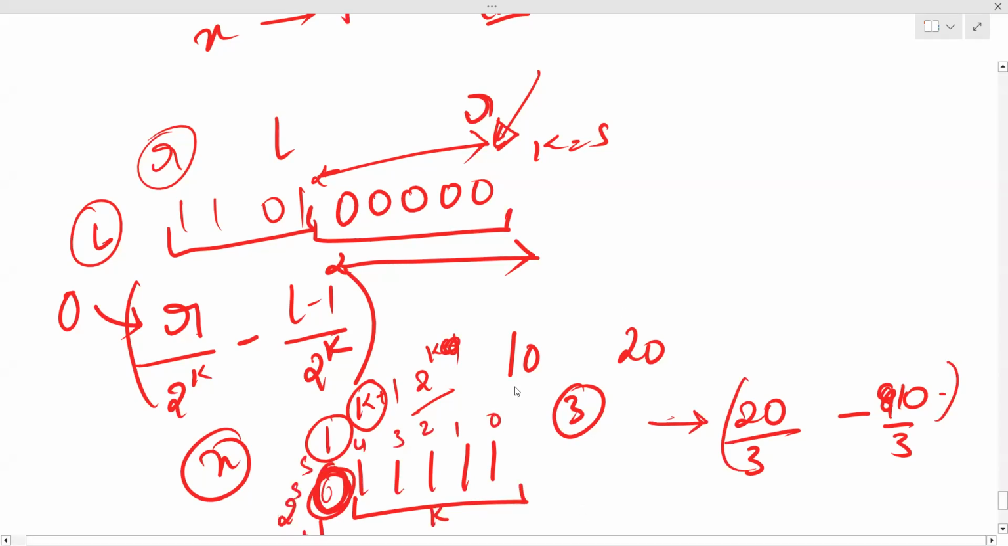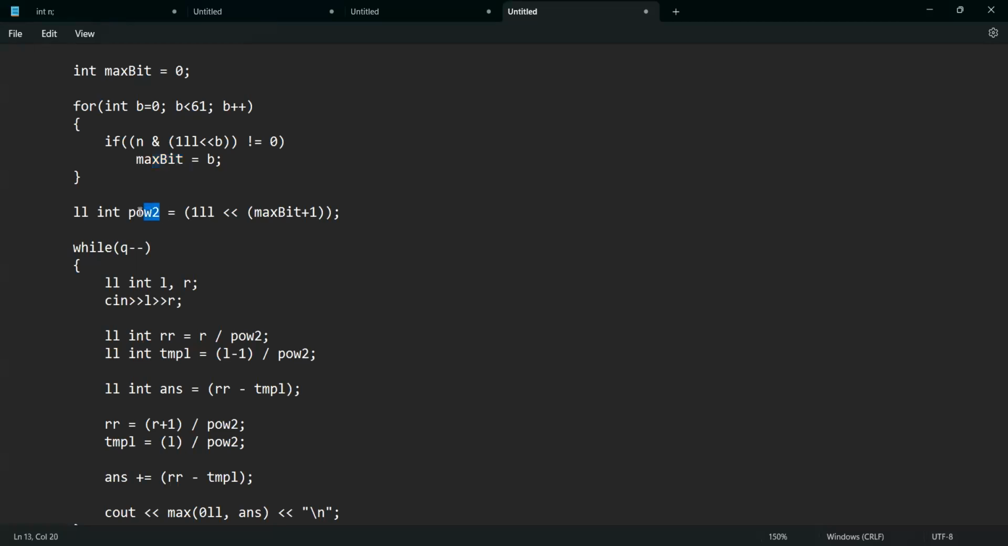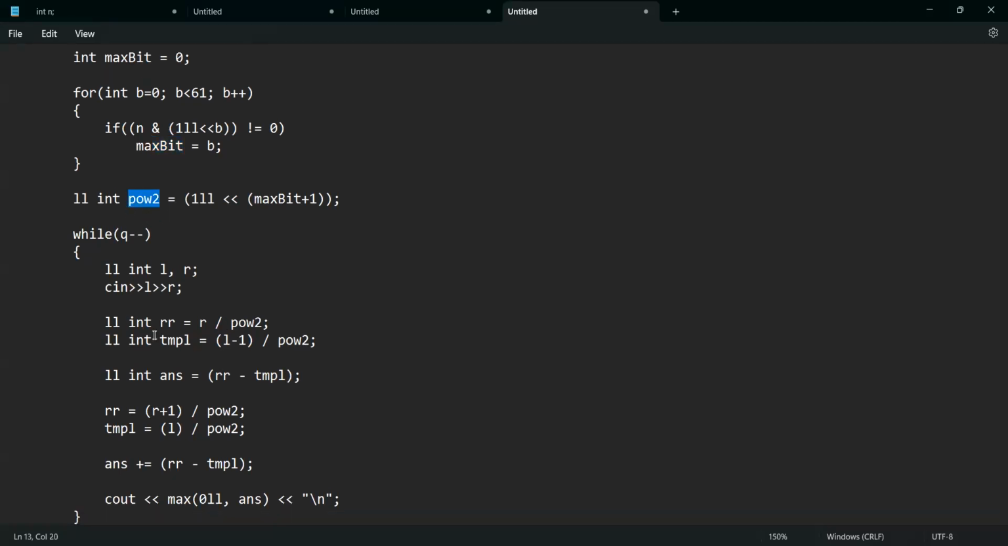So once this is done, I'm calculating the power of 2, and from L to R, calculate this. You don't actually have to save these values; you can directly put these values in this equation, and we'll get R divided by 2 to the power max bit plus 1, which is k, and L minus 1 divided by 2 to the power max bit plus 1.